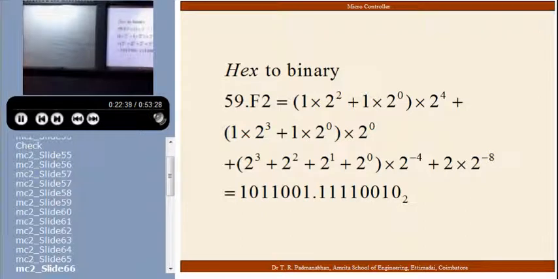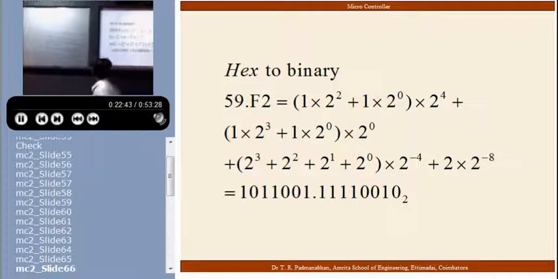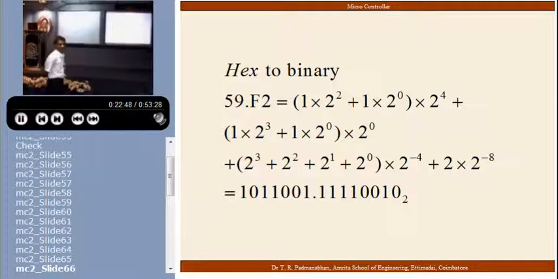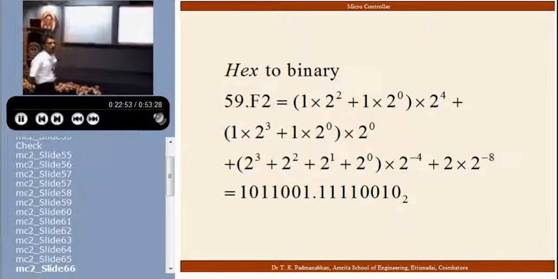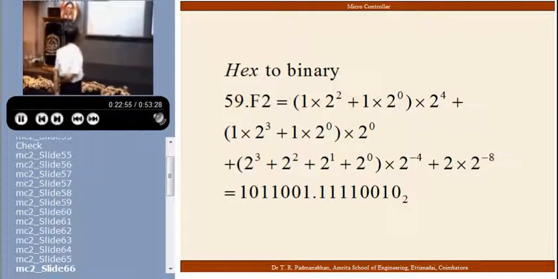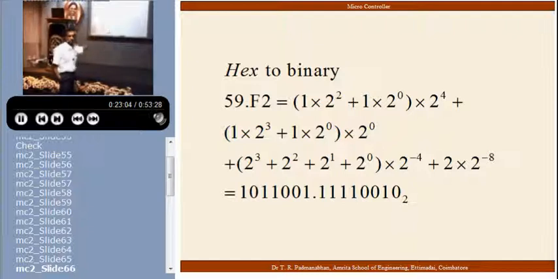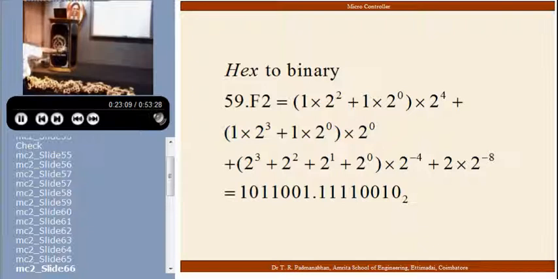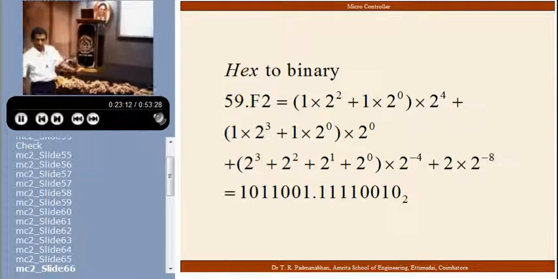But that's not the same as what I put here. Right? So here there are 4 ones. Here I put how many? Yeah, correct. One more 0 is there. That's okay. Actually, here I put last as 2 raised to minus 7. I should have put 2 raised to minus 8 and introduce the 0. It's okay.